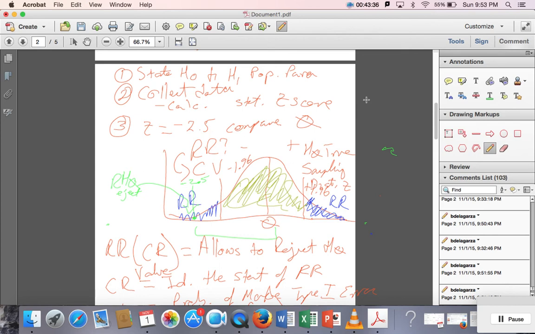If my statistic would have been a positive 2.5, it would have landed over here, and I still would have rejected the null hypothesis. Why? Because it still would have landed in the region of rejection.